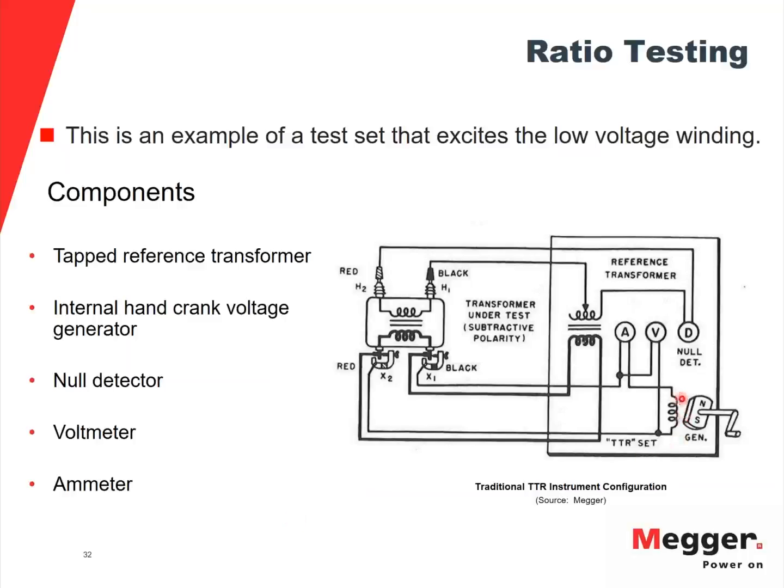As you can see, the voltage that is generated gets applied to the secondary side of the reference transformer and the secondary side of the transformer under test. Then, using a null detection technique, which is connected on the primary side of both of those transformers, you try to find the null. When there is no flow of current, the turns ratio of the reference transformer is equal to the turns ratio of the transformer under test.